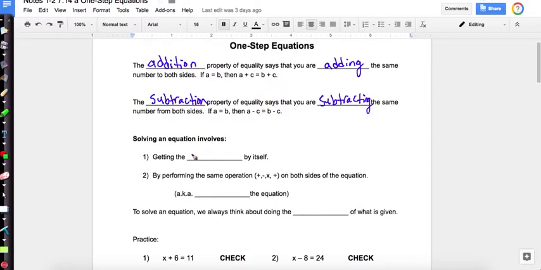So solving an equation involves getting the variable by itself by performing the same operation, addition, subtraction, multiplication, or division, on both sides of the equation, aka balancing the equation. To solve an equation, we always think about doing the opposite of what is given, or let's put in parentheses, inverse.